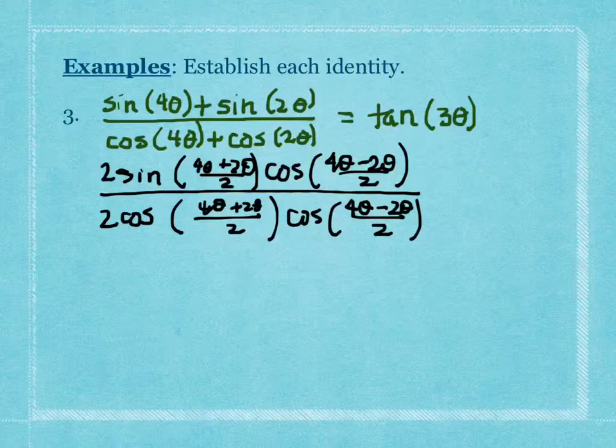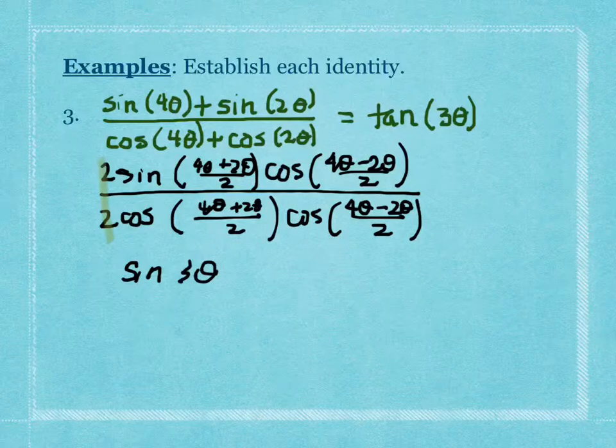All right, so on the first one, I end up with 2. Well, let's do this first. The 2's cancel, of course. So I end up with sine, and then 4 theta plus 2 theta is 6 theta. 6 divided by 2 is 3 theta. This is sine of 3 theta.